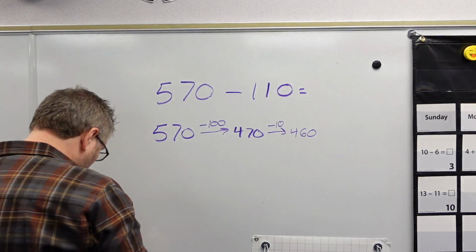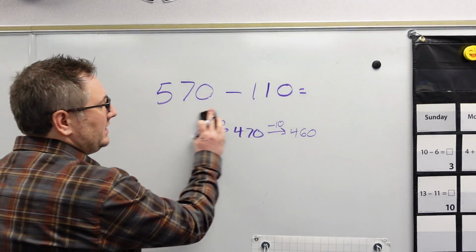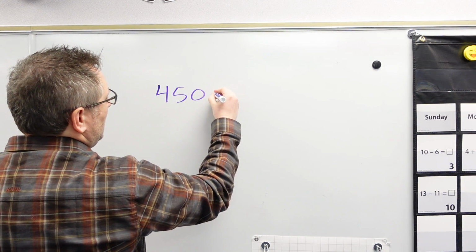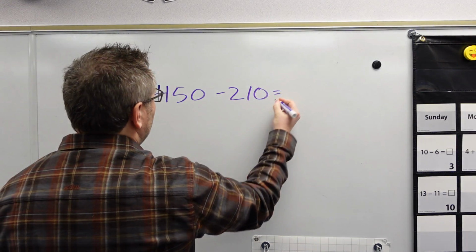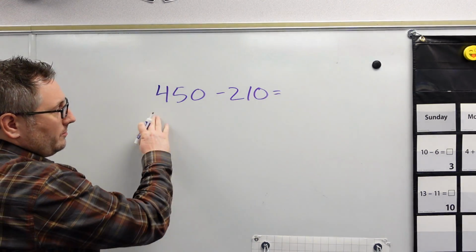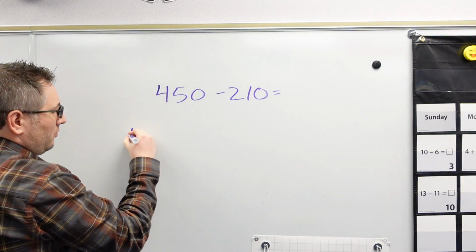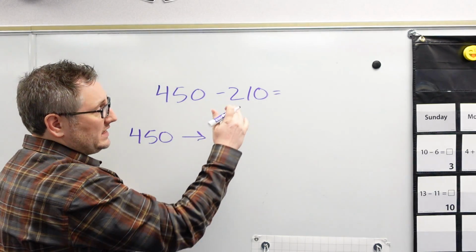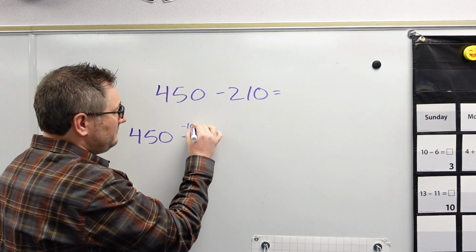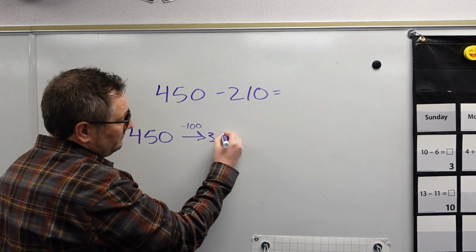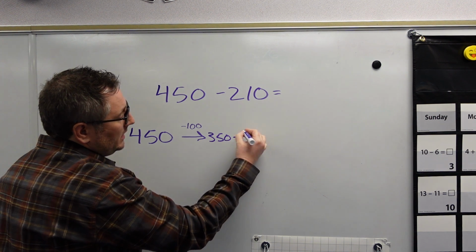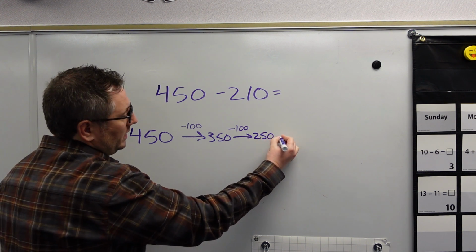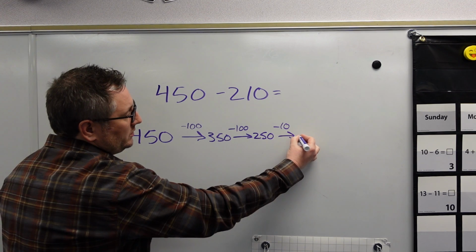How about 450 minus 210? Don't worry about how to solve it up here. Let's just write the number 450, then draw your arrow. You could start by taking away 100. So 450 minus 100 equals 350. Minus another 100 equals 250. And then minus 10 equals 240.